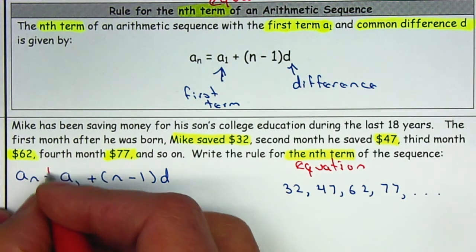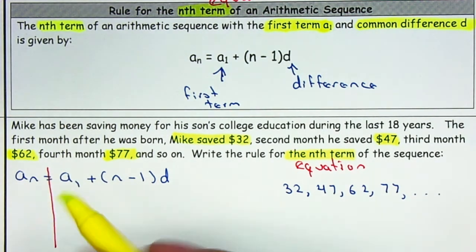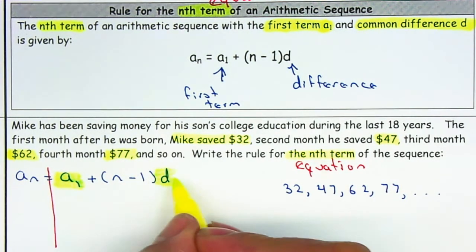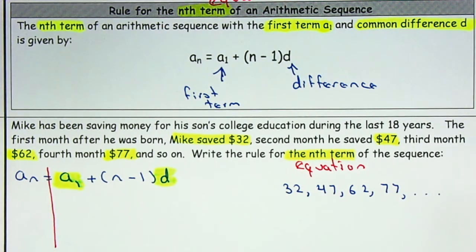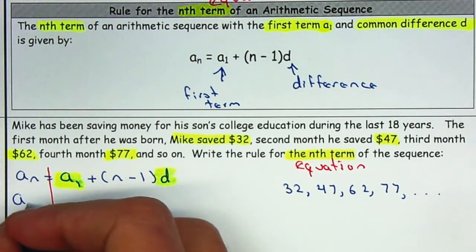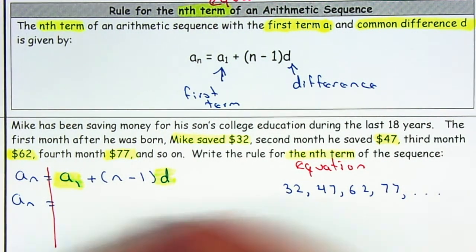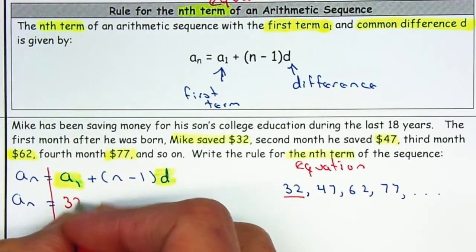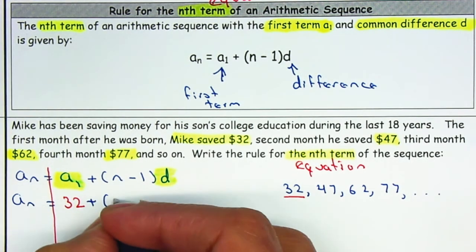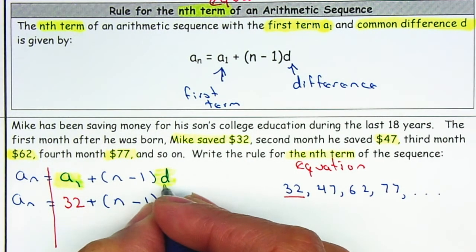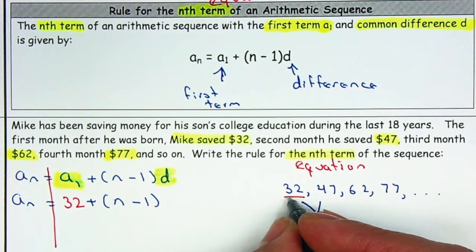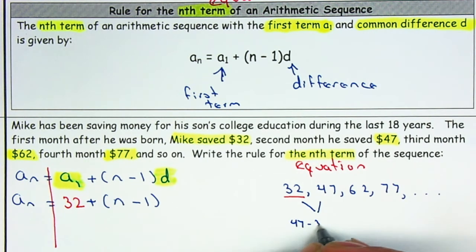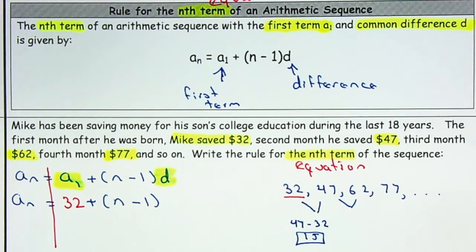We need to be able to plug in only the a sub 1, which is the first term, and the d. We don't want to plug in the n because the n has to be part of our equation. In this case, a sub n is equal to a sub 1, the first term, that is 32, plus n minus 1, and I need to find the difference. To find the difference, just like we did on the previous example, we'll do 47 minus 32, which is 15. And notice if you do 62 minus 47, you also get 15.